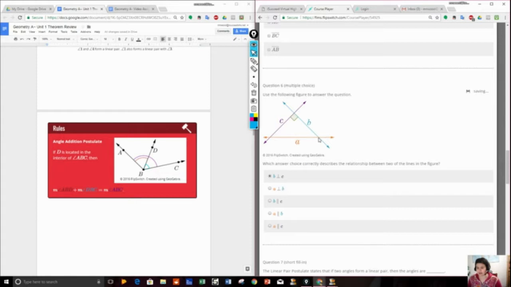So I'm going to look at the intersections where A and B meet, here and here. Just there, sorry. A and B meet right there, and there is not a green square or a 90 degree angle written in. So no, A is not perpendicular to B.